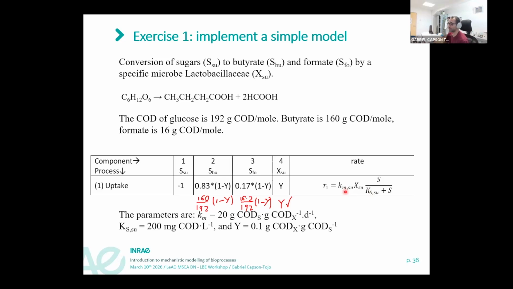So the value of the uptake rate is 20 gram per day. This is the saturation constant, 200 milligrams COD per liter, and this is the yield. So this means that out of 1 gram, 0.1 gram ends up as biomass, and 0.9, so 90%, ends up as product.